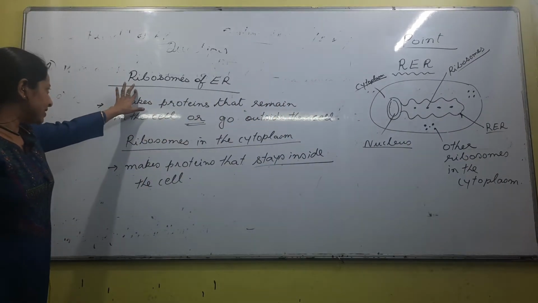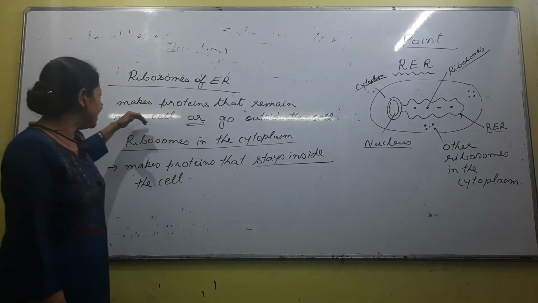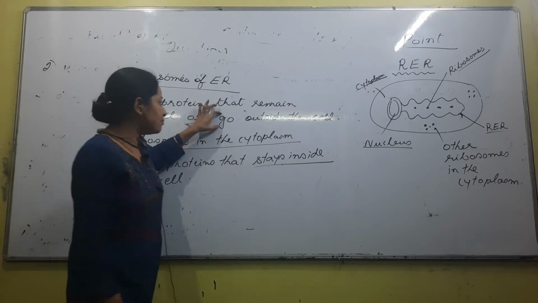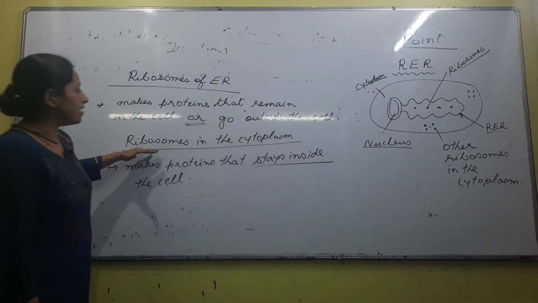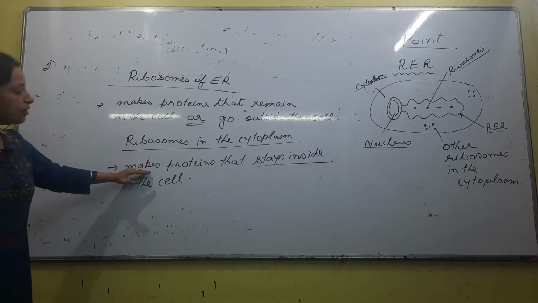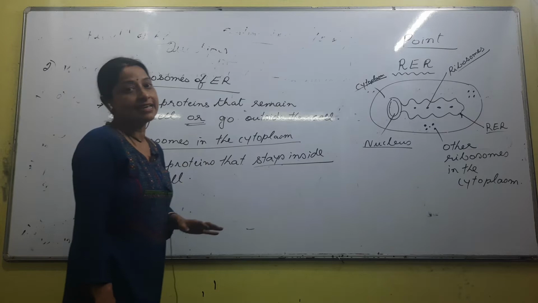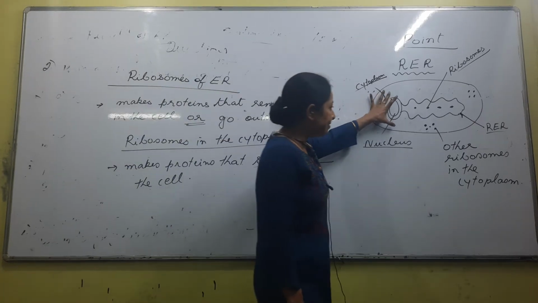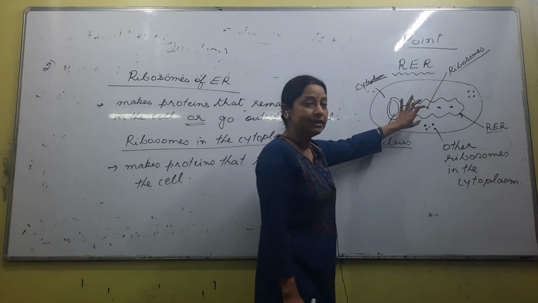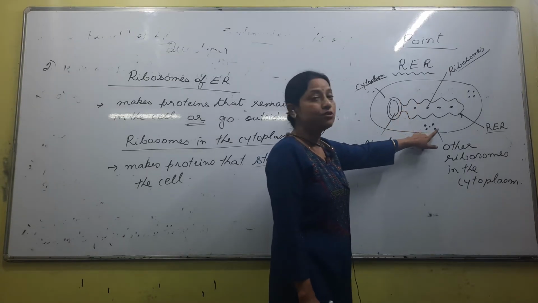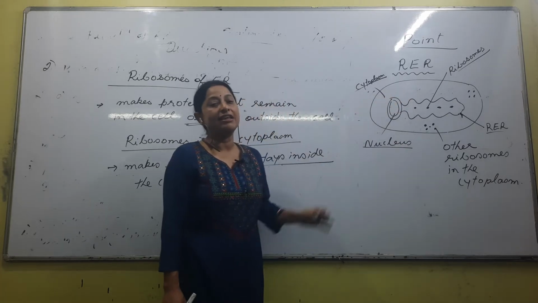Ribosomes of endoplasmic reticulum, what do they do? They make proteins that remain in the cell, or the proteins may go outside the cell, right? But if you are talking about ribosomes in the cytoplasm, they will make proteins and these proteins will always remain inside the cell, right? So as far as this diagram is concerned, if you are talking about these ribosomes in the cytoplasm, the proteins synthesized will always remain within the cell and will never go out.